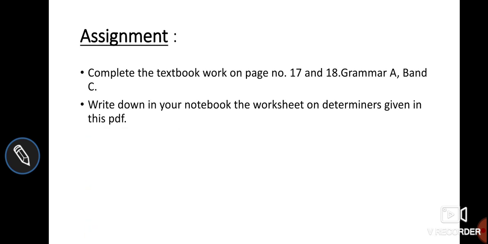Here's a small assignment for you. Please complete the textbook work on page number 17 and 18, which teaches you about the grammar A, B and C. And also, you have to write down in your notebook the worksheet of determiners given in this PDF, which we have already done as an exercise.